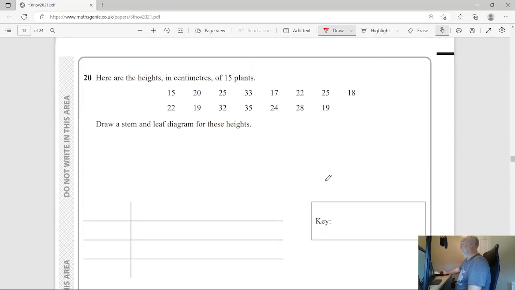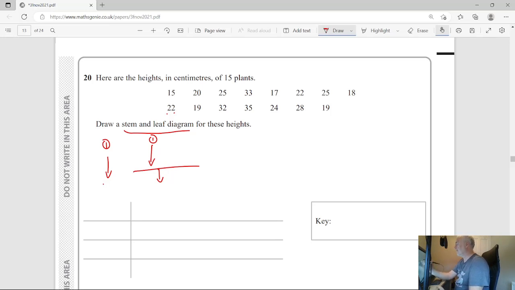Question 20. Here are the heights in centimeters of 15 plants. We're going to have to do a stem and leaf diagram. Remember, for stem and leaf, we put 1 digit this side, and 1 digit this side. So if we've got 2 digits, one's going to go one side, one's going to go the other. If it was in hundreds, we would have to put one digit this side. This is the important side. One digit this side, and then we would have to put 2 digits on the left hand side.